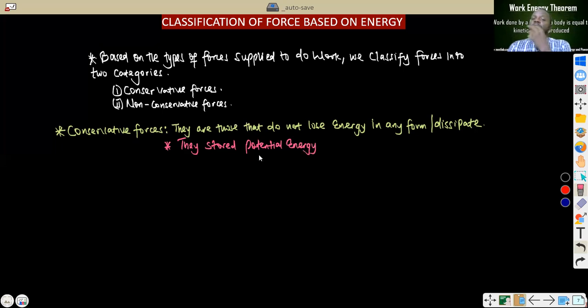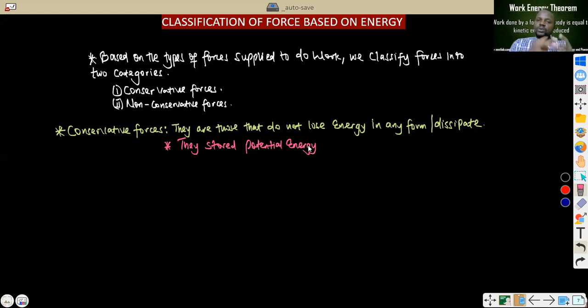So conservative forces generally depend on the potential energy of the body. Now, the term potential energy we are talking about is the stored form of energy. So in conservative forces, another important point is that they depend on potential energy, because they have this stored form of potential energy in them.